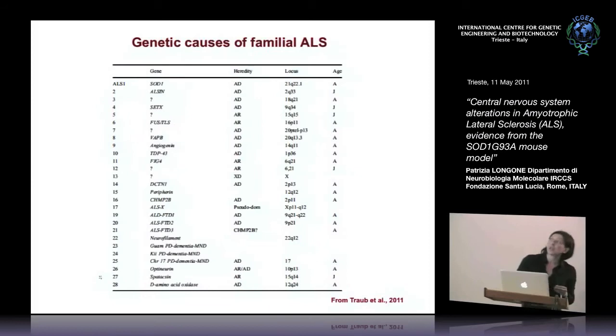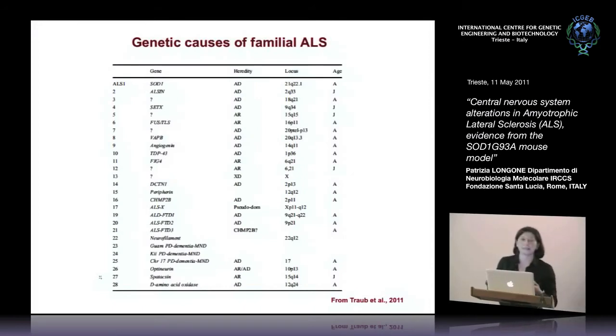Many genes have been linked to the familial cases of ALS, the first one being superoxide dismutase 1, described in the early 90s. Then many other genes have been related to the onset of familial ALS, like alsin, peripherin, dynactin, and last but not least, FUS/TLS and TDP43, that have opened the avenue of RNA metabolism in the ALS pathology.